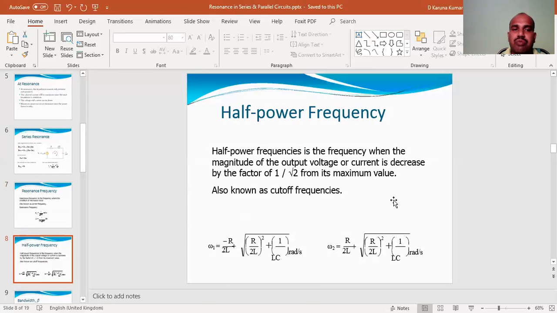And again, half power frequency. The half power frequency is the frequency at which the magnitude of the output voltage or output current is decreased by the factor 1 by root 2 from the maximum value. It is also the cutoff frequency: omega 1 equals minus R by 2L plus root over (R by 2L) whole squared plus 1 by LC, and omega 2 equals R by 2L plus root over (R by 2L) whole squared plus 1 by LC.